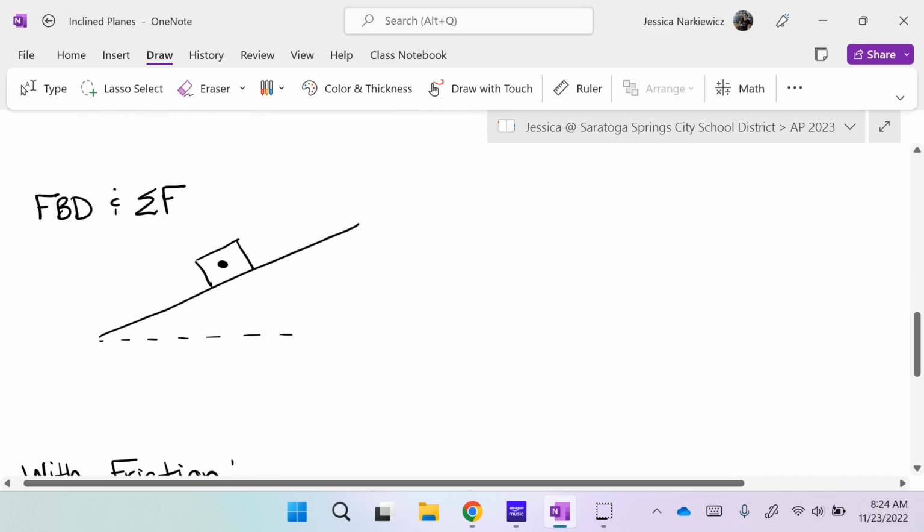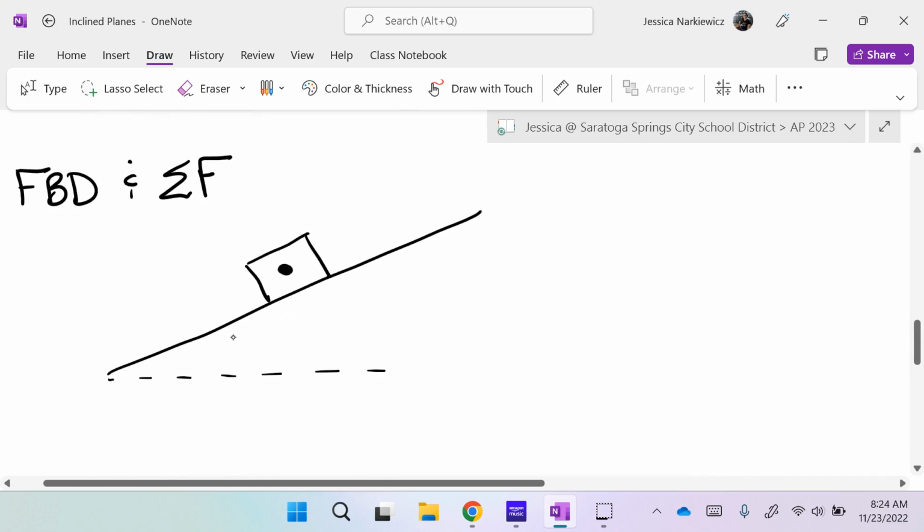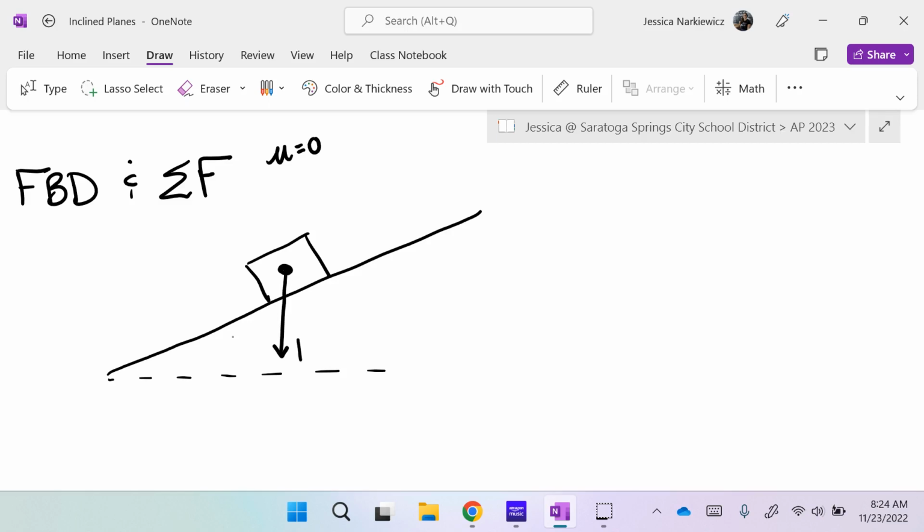Here's a box on an incline, and we're going to say that this is a frictionless incline, so I'm going to write mu equals 0. On this object, we have a force of gravity. And remember, we're on a surface, so we do have a normal force. Normal force is always perpendicular to the surface, and perpendicular to the surface is along this dotted line. So my normal force needs to point off at an angle like this.